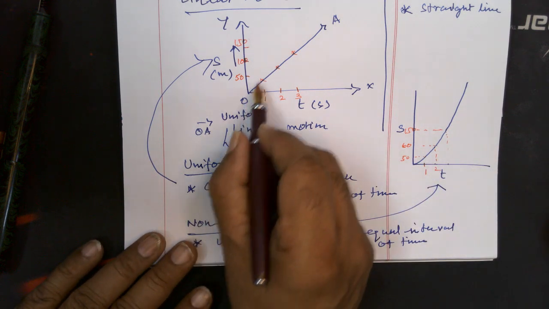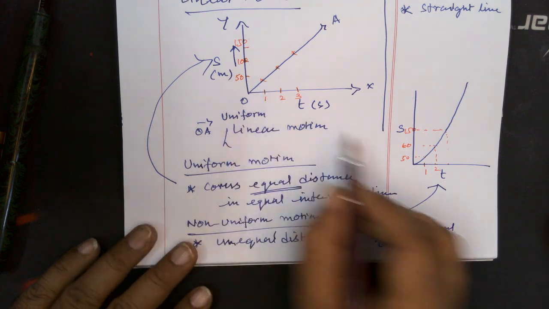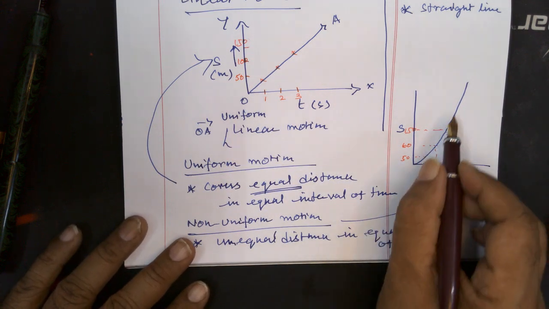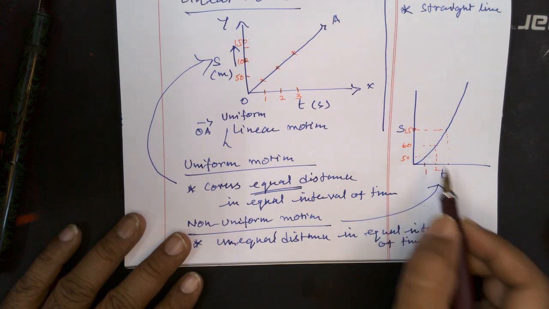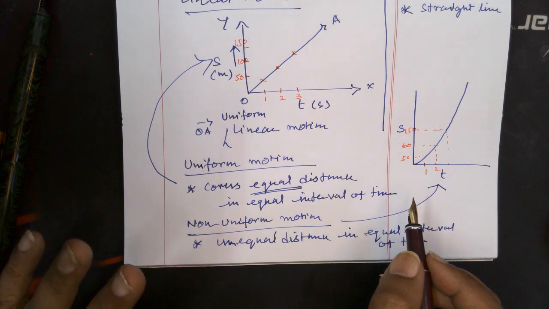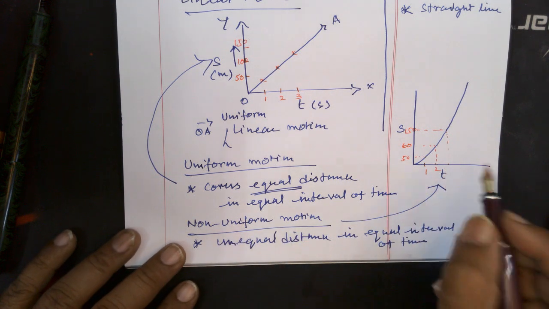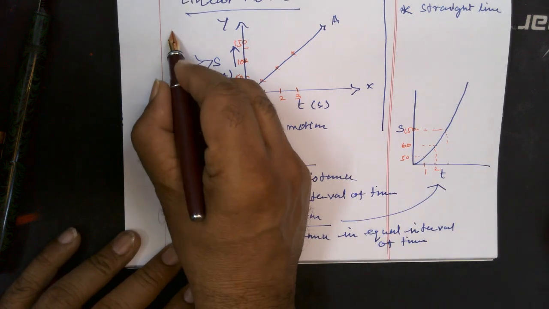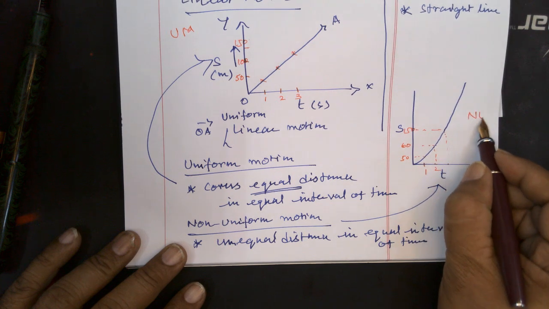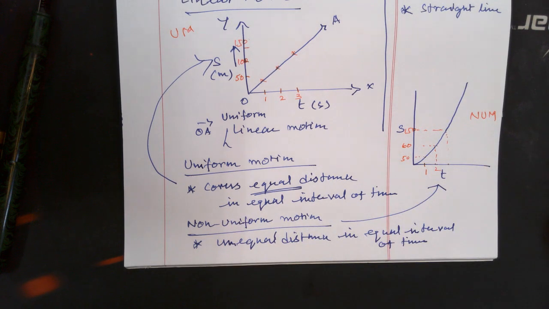So when it is linear like this, uniform linear motion. If it is not uniform, then definitely it won't be linear at all, and not only that, it forms a curve like this. Are you able to follow? So this is called non-uniform motion. Take down. This is uniform motion, and this is non-uniform motion. Okay, draw this diagram.